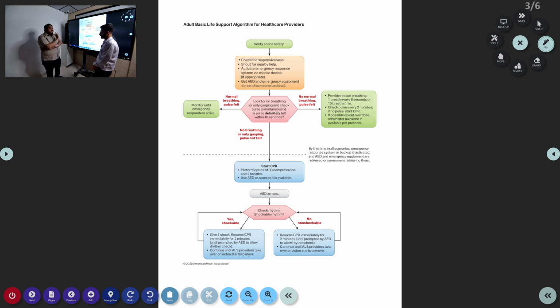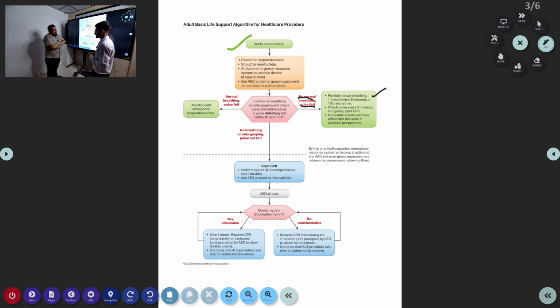As per the BLS algorithm, we check for scene safety. You have verified the scene safety first. Then we check for responsiveness, which was not there initially. For 10 seconds, we checked for the carotid pulse. No palpable carotid pulse, and there was no chest rise. As there is no breathing and no pulse, we started with the initiation of CPR.